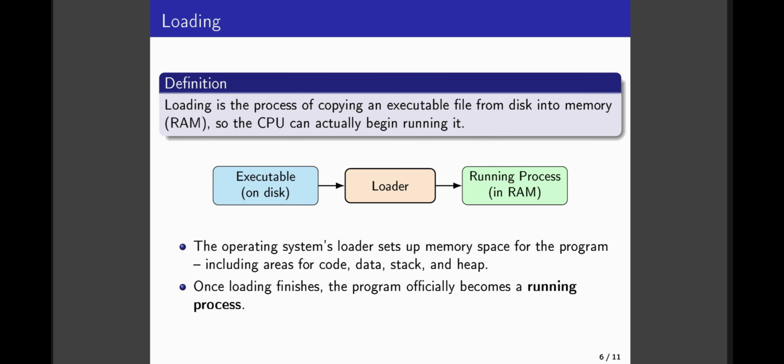And once we have our executable, the next step is loading. Loading is the process of copying an executable file from disk into memory or RAM, so the CPU can actually begin running it. The flow is the executable sitting on disk gets picked up by the loader and becomes a running process in RAM. The operating system's loader sets up memory space for the program, including areas for code, data, stack, and heap. And once loading finishes, the program officially becomes what's called a running process.